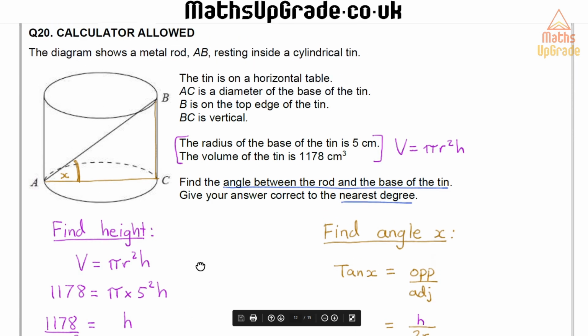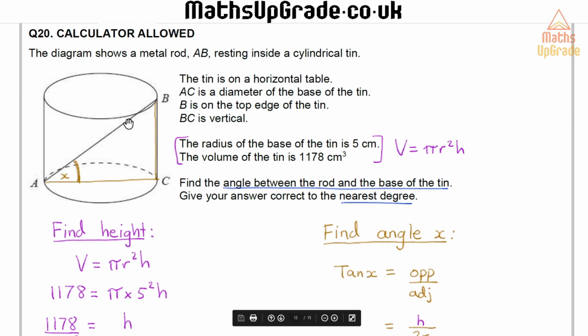Now to find angle X. Angle X is the angle between the rod and the base of the tin here. And this base of the tin is at right angles to the edge of the tin here. Therefore, this is a right angle triangle, and therefore I can apply trigonometry. From the point of view of the angle, this length BC is opposite, and the diameter here, AC, is adjacent.